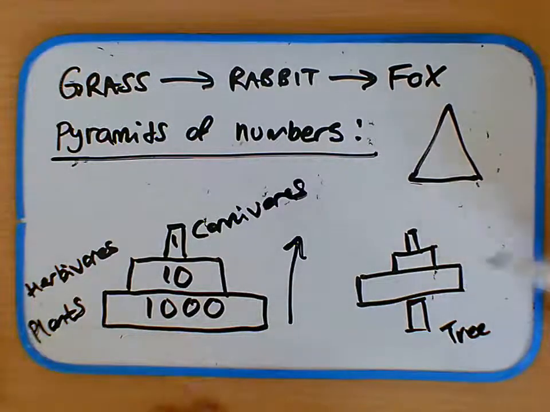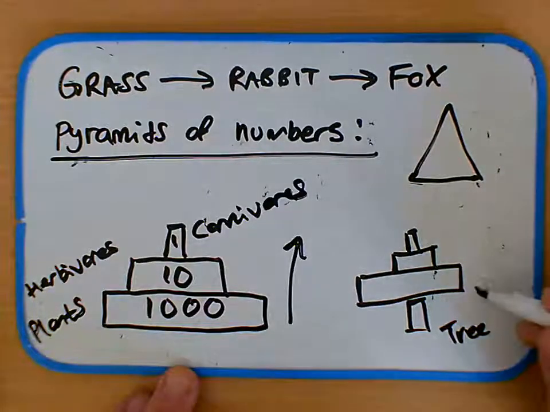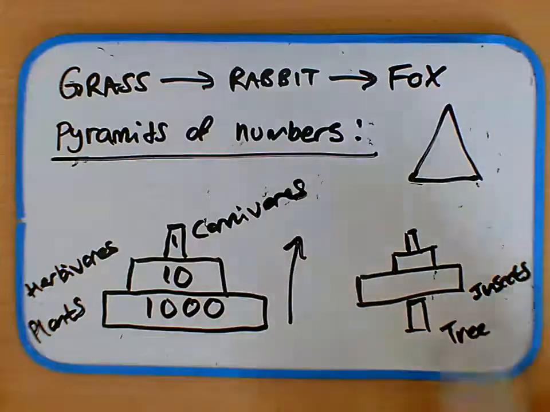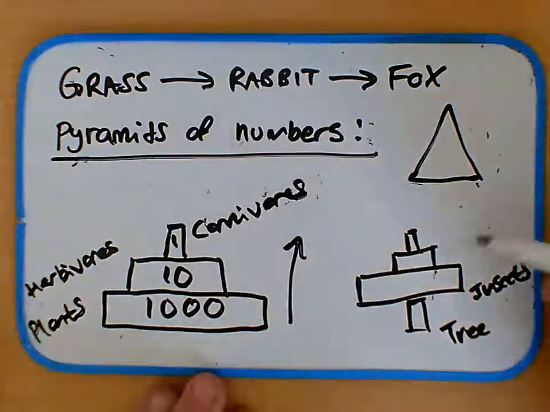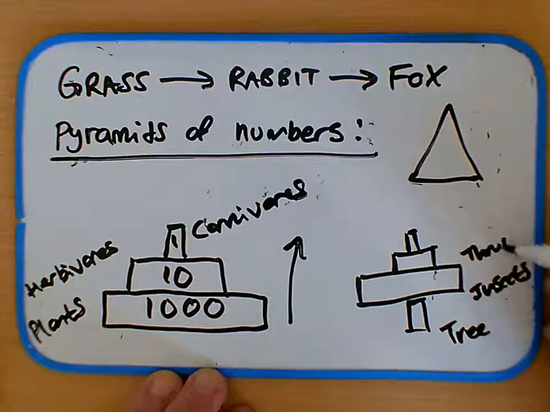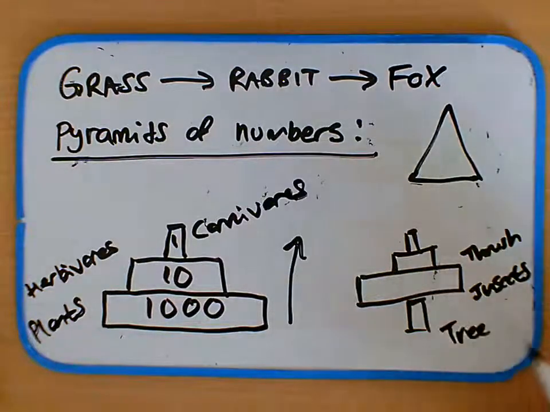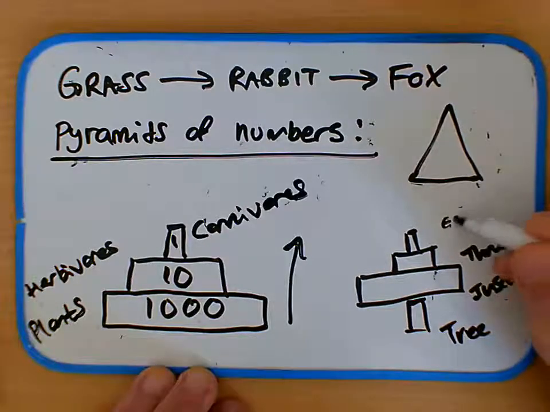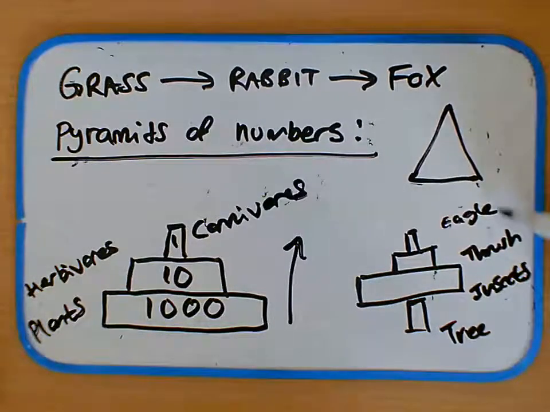As we move up to the herbivores, this could be some insects. So there are possibly thousands, hundreds of thousands of insects on the tree. This could be some form of bird, like a thrush. So there's a few thrushes. And then this could be some form of, I don't know, an eagle, which predates on the thrush. So you'll notice we are still moving up, but because it's numbers, we haven't got that typical pyramid structure.